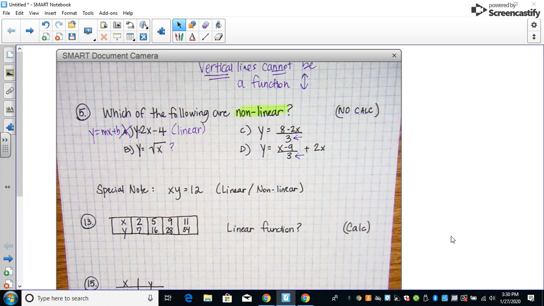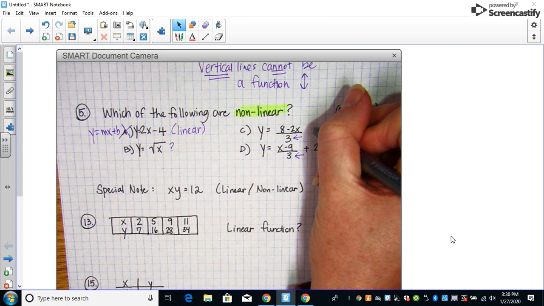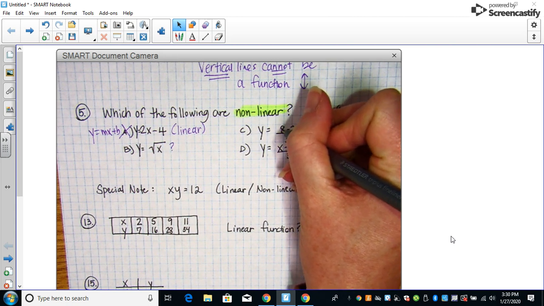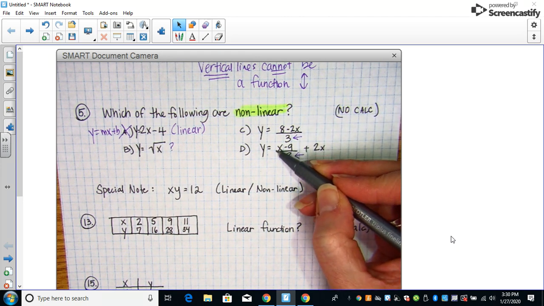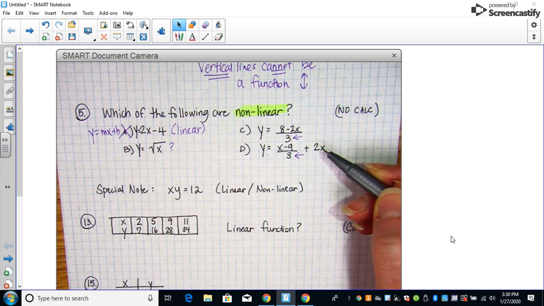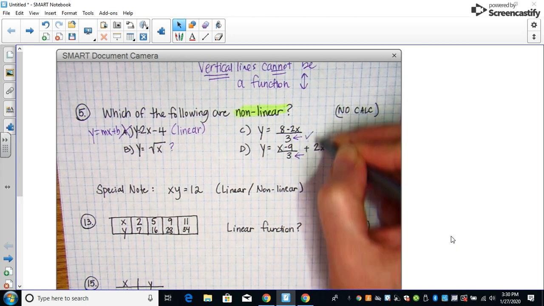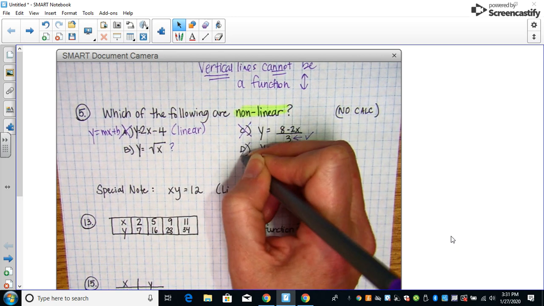Now, these are still going to be linear functions. Anytime you have a fraction and your x is on the bottom, that's still just a linear function. You could rewrite that as an 8 over 3 minus a 2 over 3. This could be written as a 1 over 3 minus a 9 over 3. It's okay to have a denominator that's a number. That's still going to be a straight line. Remember, fractions are just division problems. So these are both linear.